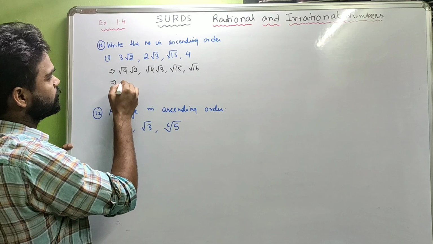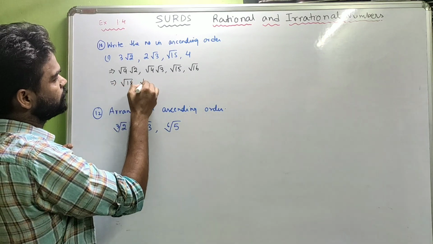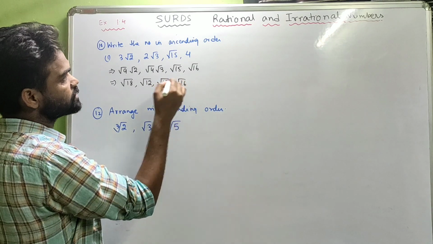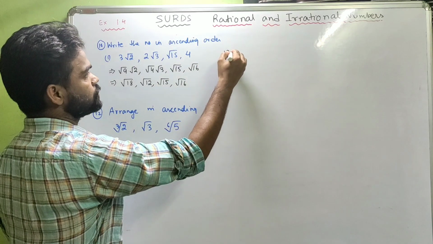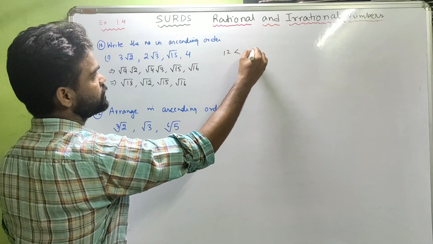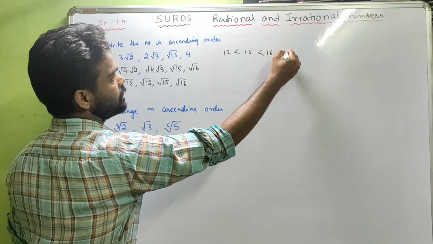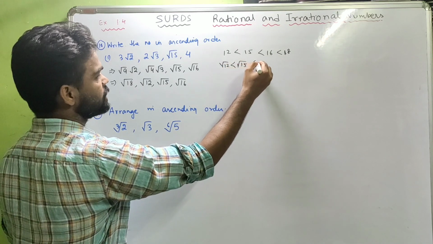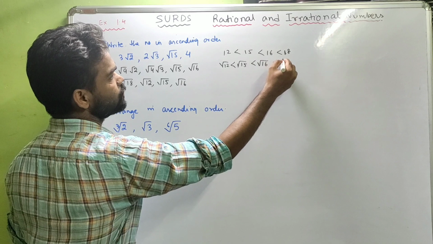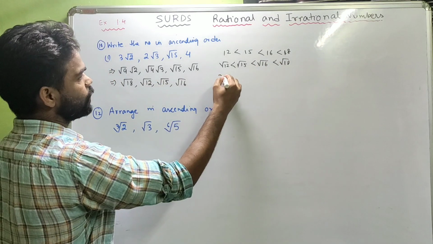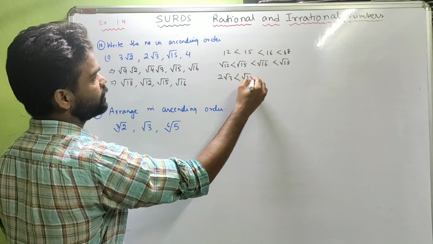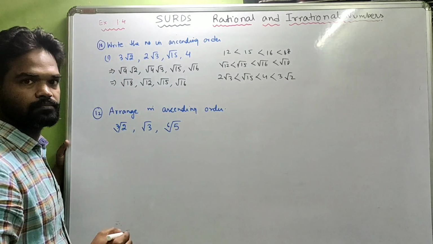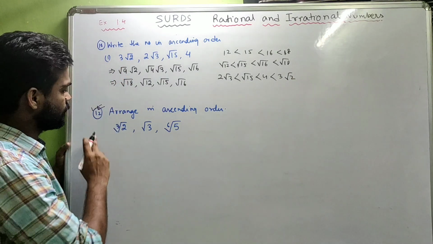Now look over here. This becomes root 18, root 12, root 15, root 16. Ascending means small to big. So 12 is less than 15 is less than 16 is less than 18, we know. So root 12 also will be less than root 15, will be less than root 16, will be less than root 18, which means twice root 3 will be less than root 15, will be less than 4, will be less than thrice root 2. Done.